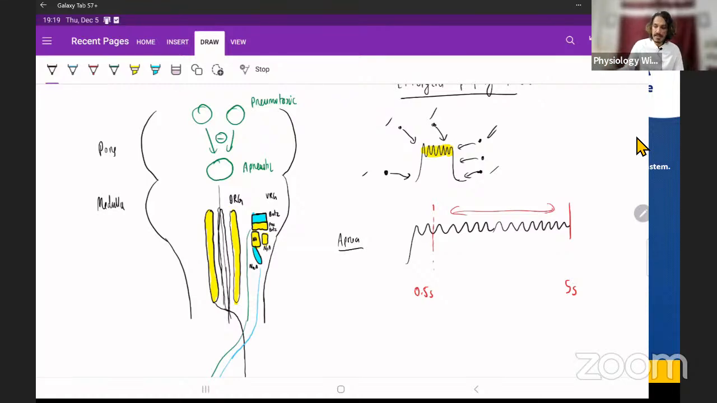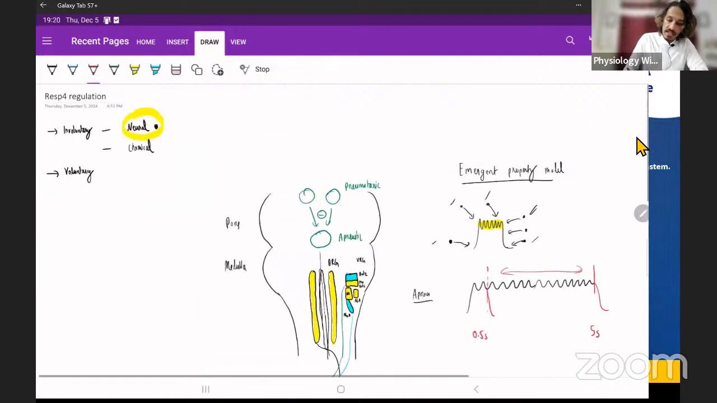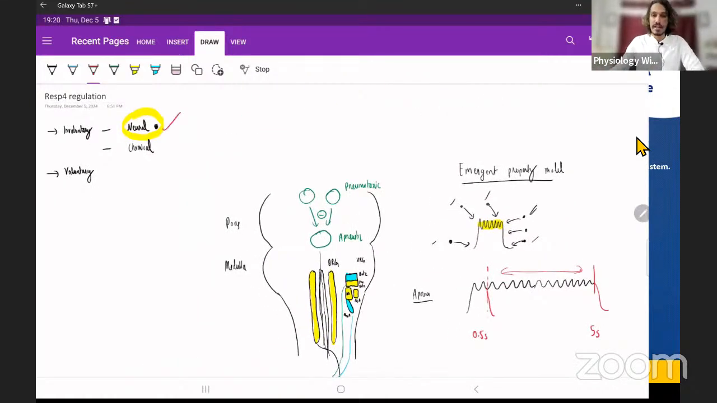Okay, so a pneumotaxic center can cut short and inhibit the apneustic center to make it stop much earlier at this point, or it can let it be and make sure that it will last long. Based on that, the inspiratory drive is going to change. So now you understand the entirety of your neural regulation. Now that neural regulation is understood, we'll go to the chemical regulation.